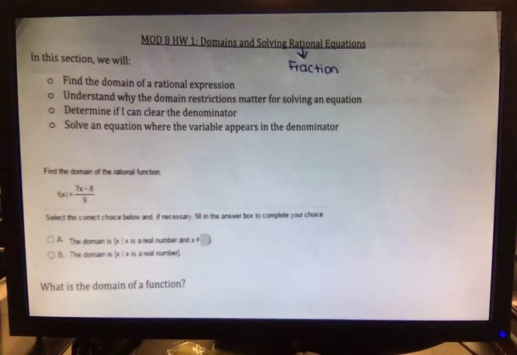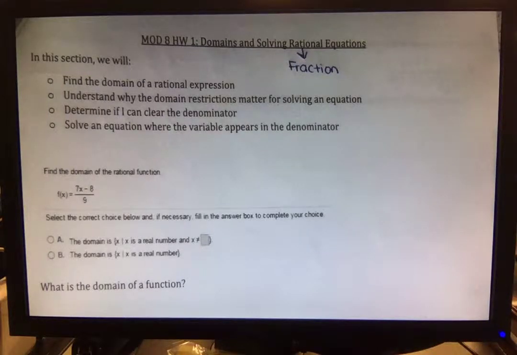So in this section, we're going to find the domain of a rational expression. What does it mean for a domain? What's a domain of a function? The x value. So what can we plug in for x? We're going to understand why the domain restrictions matter. We're going to determine if I can clear or get rid of the denominator, and we're going to solve the equations.